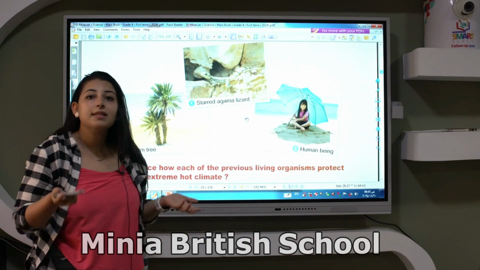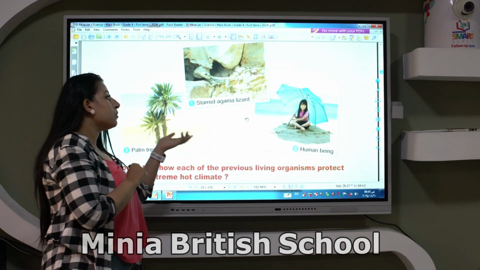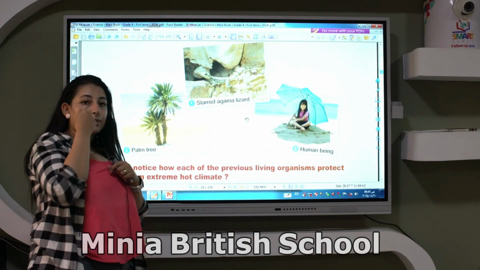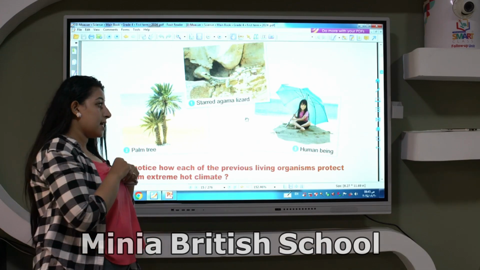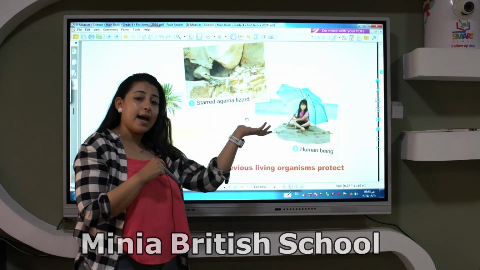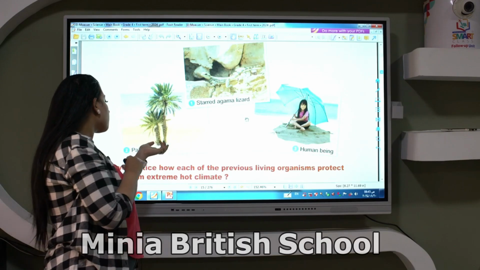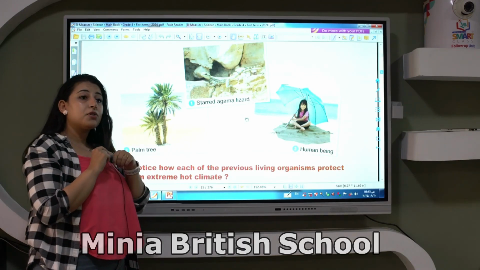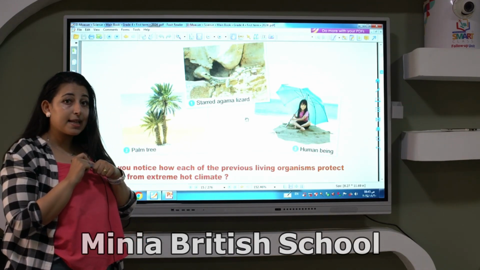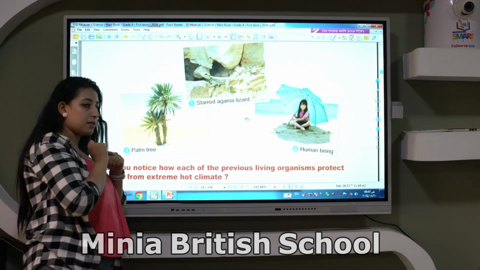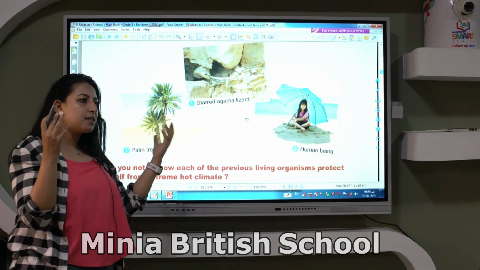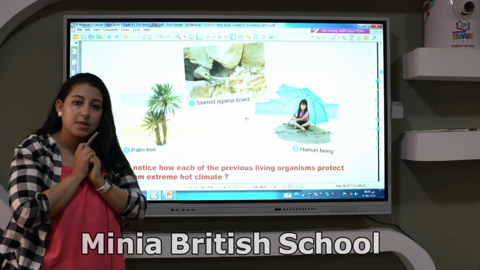What does it called? Adaptation. Also, when we use an umbrella in the hot sunny days, it's called also adaptation. What about the palm tree? Palm tree lives in desert. Its habitat is desert. How does it adapt with the extreme hot weather in desert?